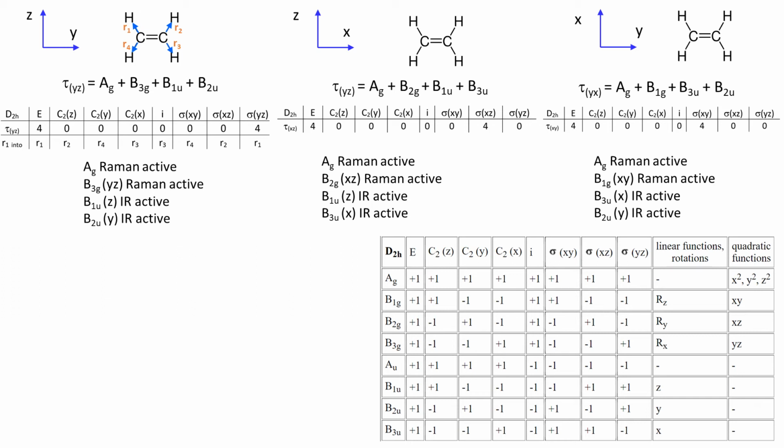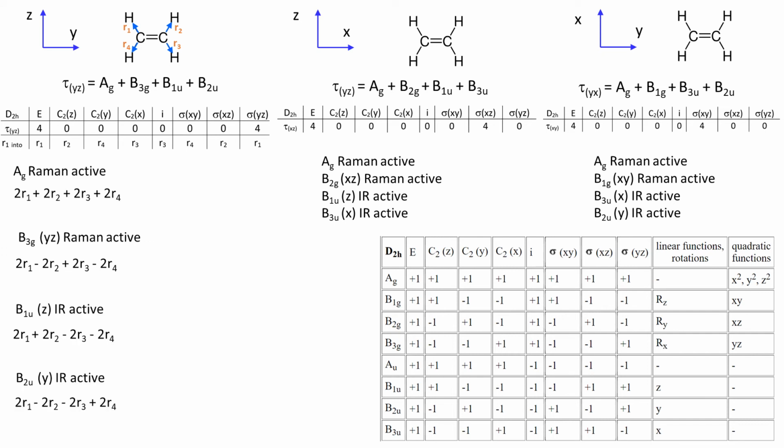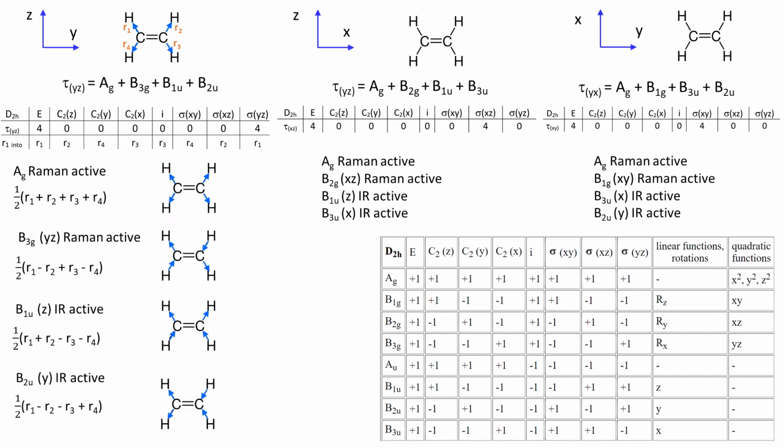Then we take this outcome and multiply component-wise by the entries of the irreps that describe the stretching vibrations. For example, for B3G, we will multiply R1 by +1, R2 by -1, etc., and we get this. We need to do that for all relevant irreps, then we need to get rid of the common factor 2, and then let's normalize the vectors to the length of 1. These are called symmetry-adapted linear combinations of basis vectors. Now we are ready to plot the vibrations.